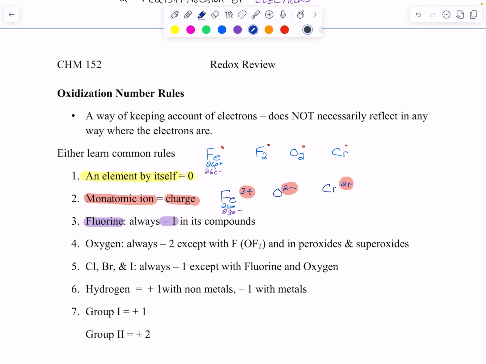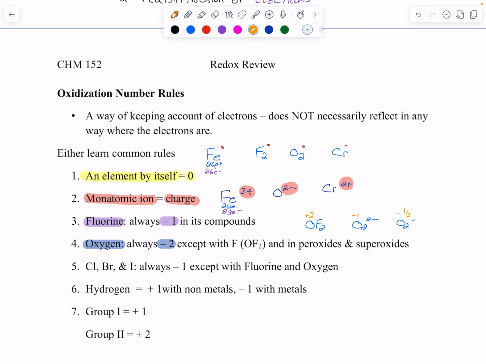All right. Oxygen is -2. But now there's some exceptions. All right, there's some exceptions. Like you have OF2, where oxygen is going to be a different charge. You have the peroxides, O2 2 minus, superoxide, O2 minus. And so oxygen becomes +2 in oxygen difluoride. Peroxide, it's -1, and superoxide -1/2.